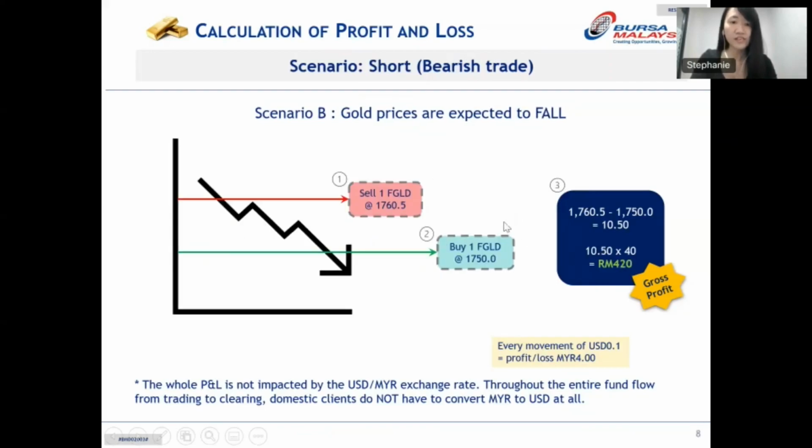Then the same calculation method will be applied on the bearish trade. So when the gold price is expected to fall, you short one lot at, let's say, 1760.5 and close your position at 1750. To calculate your profit, you take your selling price of 1760.5, minus 1750, times the multiplier of 40, which gives you a profit of 420. So the whole P&L is not impacted by the USD MYR exchange rate. Throughout the entire fund flow from trading to clearing, domestic clients do not have to convert their ringgit to USD at all.